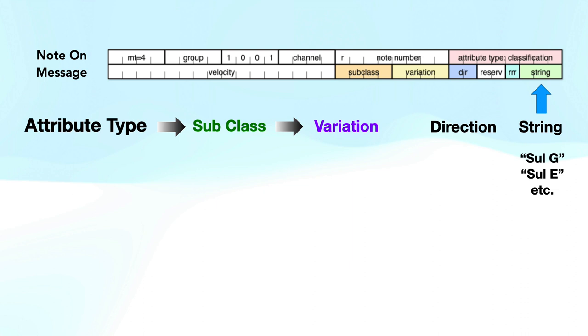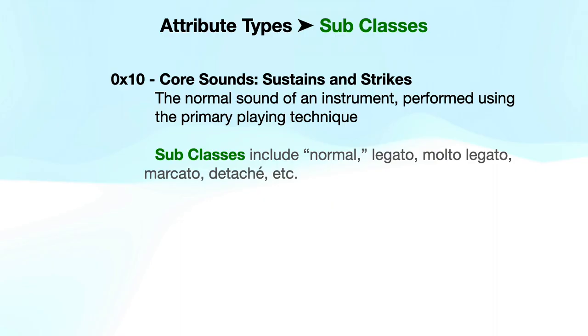We also have string number assignments. So if you definitely want that A to be played on the A string, then you can call for that. But if you want that A played on a different string, you can call for a different string as well. And so that's another field that's in there.